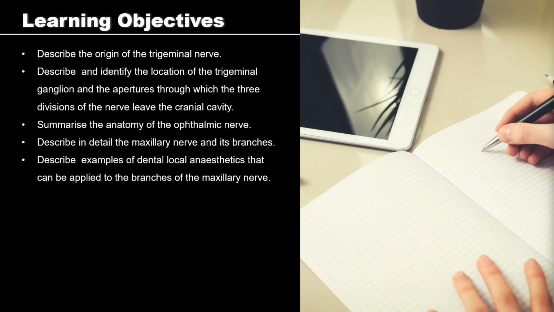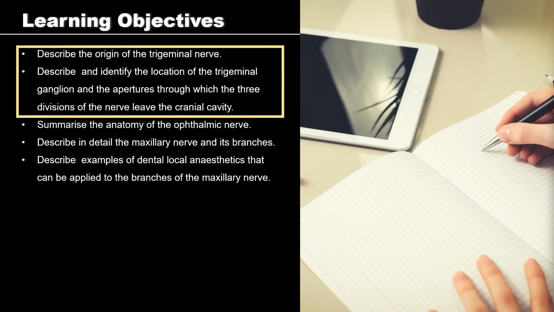So, after the longest introduction in history, we will finally get to today's learning objectives. By the end of this lecture and any further necessary self-directed study, you should be able to describe the origin of the trigeminal nerve, describe and identify the location of the trigeminal ganglion and the apertures through which the 3 divisions of the nerve leave the cranial cavity, summarise the anatomy of the ophthalmic nerve, describe in detail the maxillary nerve and its branches, and describe examples of dental local anaesthetics that can be applied to the branches of the maxillary nerve. So let's go and have a look at an overview of the trigeminal nerve.